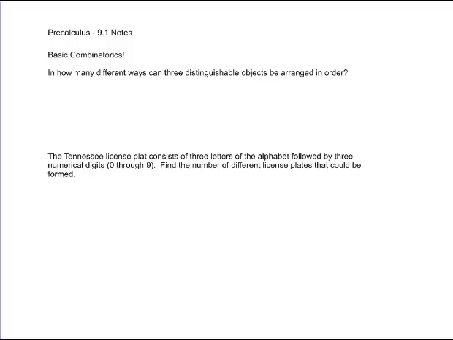In how many different ways can three distinguishable objects be arranged in an order? So let's think about this, and let's talk about maybe objects A, B, and C. These are the groups that we want to look at, these three groups. If I look at just A, what can I put with A? Well, I can either put B or C. What about B? Well, I can do A or C. And what about C? Well, I could do A or B.